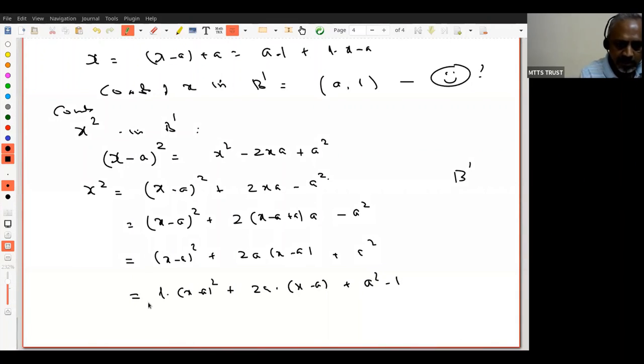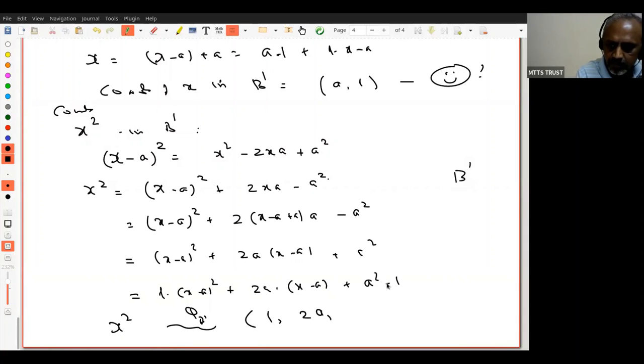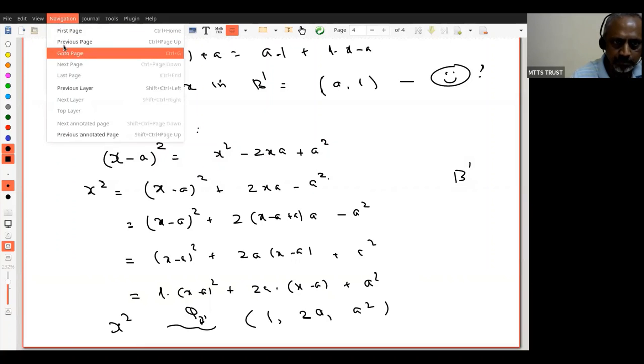Therefore what are the coordinates of x squared under B dash? It goes to 1, 2a and a squared. Okay, these are the coordinates. Keep all these things in mind. We will put them to use soon.